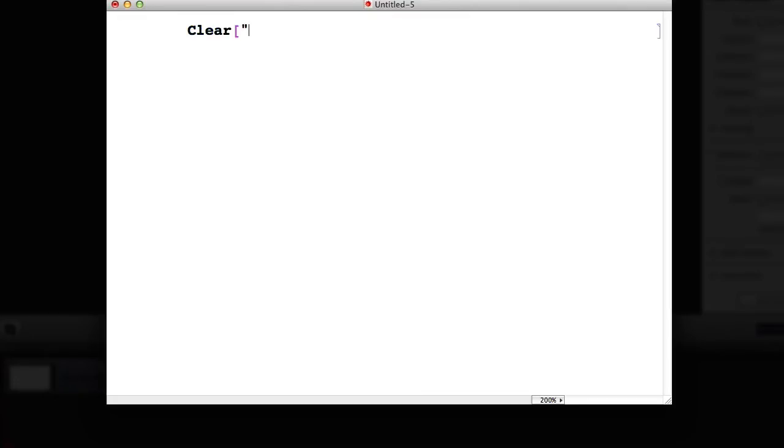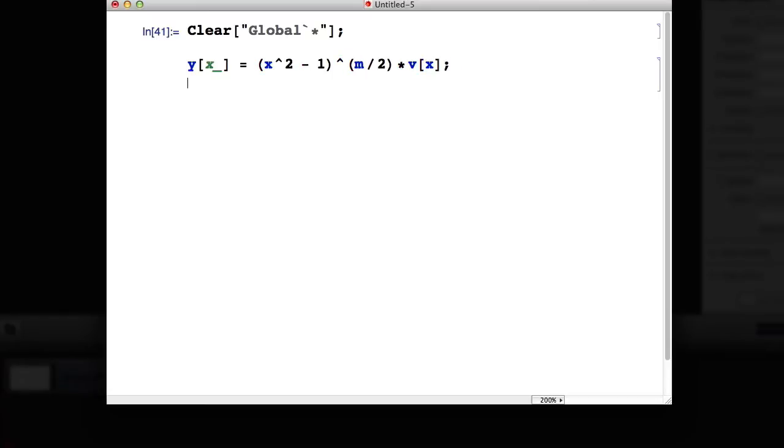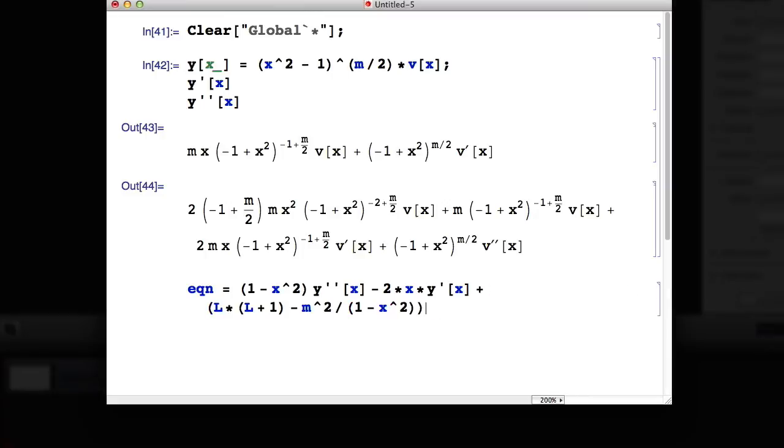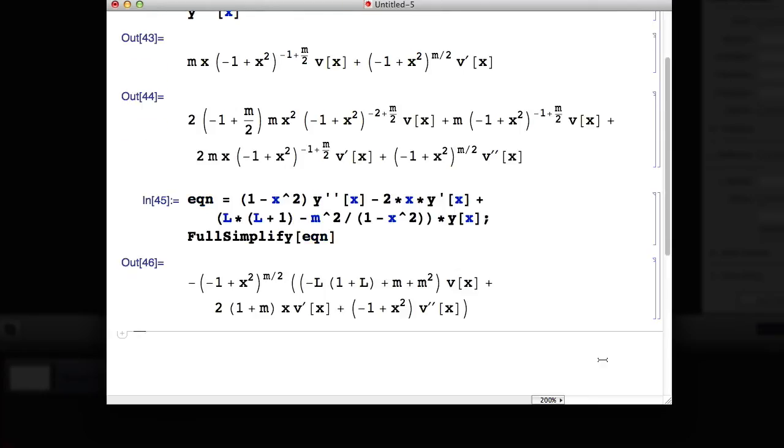In Mathematica, I first clear the worksheet and then I define the function y of x as (x squared minus 1) to the m over 2 times v of x. For example, I can then easily write down the first and second derivatives. I can now define the left-hand side of the associated Legendre differential equation and simplify the result.